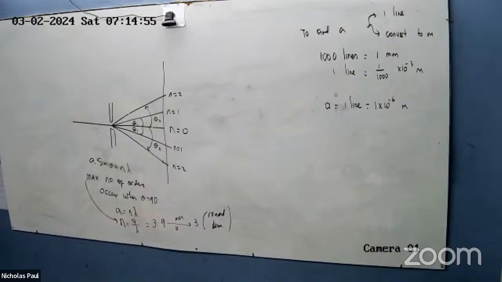Right, here's a slight problem that happens in questions like this. You have to figure out when to use A sine theta equals n lambda and when to use y equals D lambda on A.